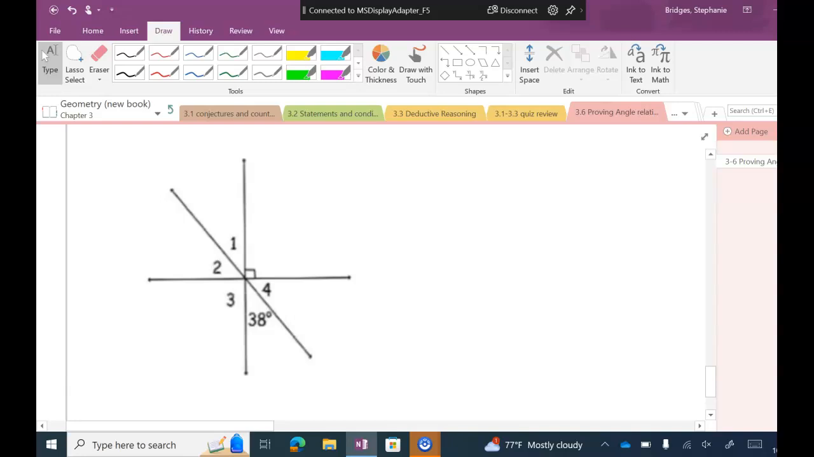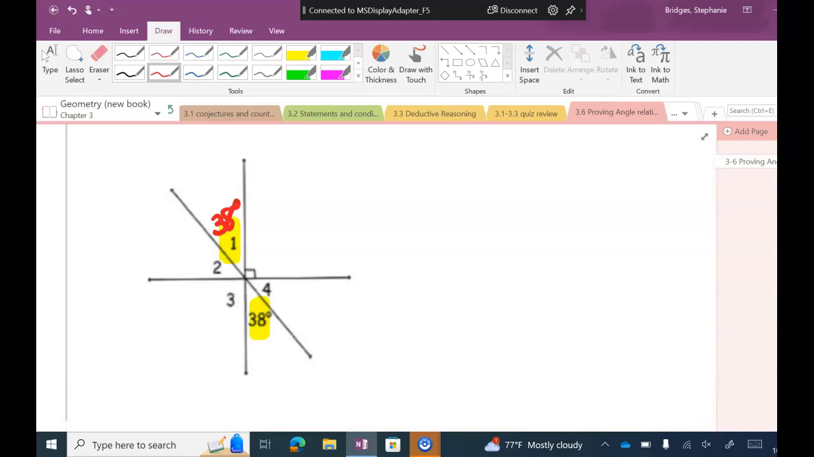So my directions tell me to find the measure of each numbered angle. Do you guys remember we talked about vertical angles before? And vertical angles are always what? Congruent. So let me ask you this. If I'm looking at my angle 38, which numbered angle is going to be exactly the same? Angle 1, right? Okay, so angle 1 is going to be 38 degrees. That's vertical, right?